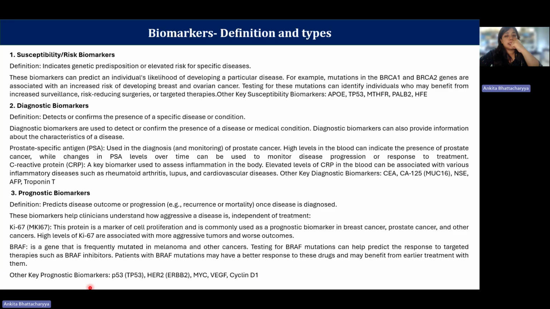Apart from this, other key prognostic biomarkers include P53 or TP53, HER2 or ERB2, MYC, VEGF, cyclin B1, all of these. So I hope the difference between diagnostic and prognostic biomarkers is also clear. Do not use them interchangeably. They are different, and the objective of, so for example, think about it in this way.